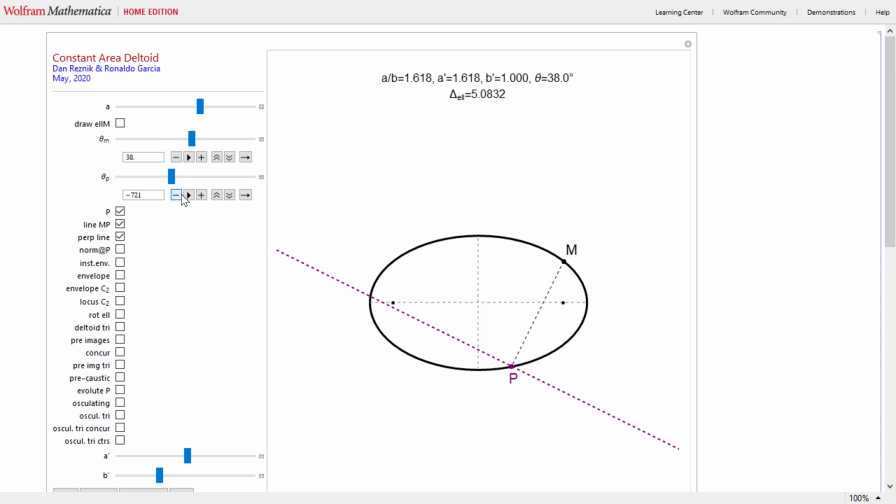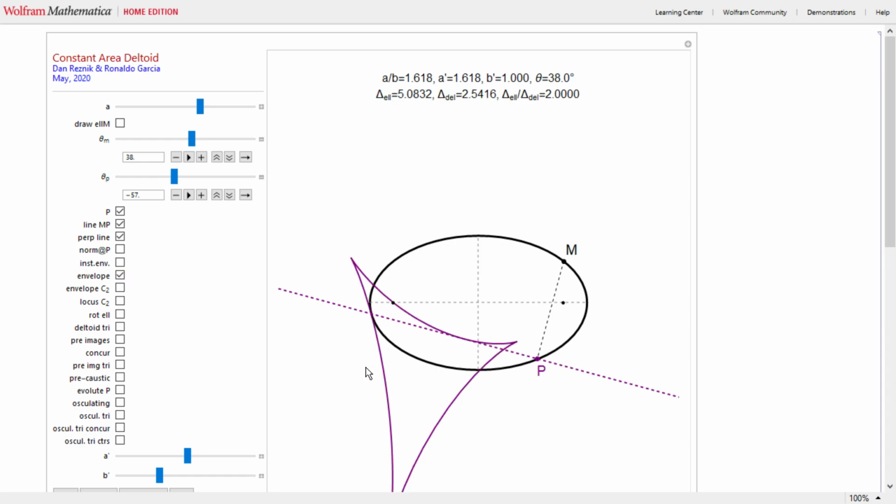There it is. So as I move P around, this line also moves around. Notice that it is always perpendicular to P minus M. Now, if I vary P along the boundary, this family of lines sweeps out an envelope. And we've covered this in another video. I'm going to give you a link in the description. But this envelope is a 3-cusp envelope.